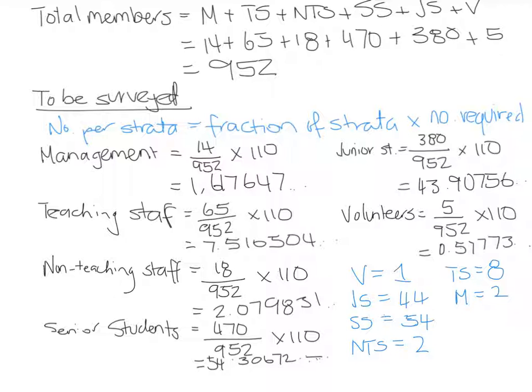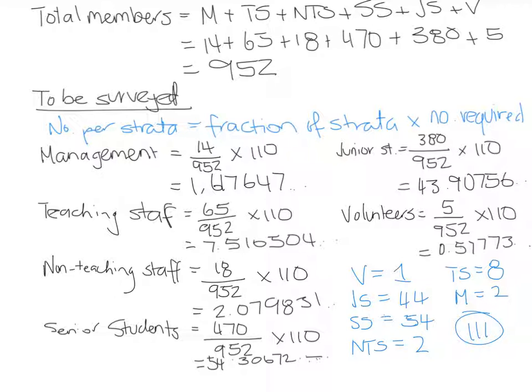Now what we need to do is actually add them all together. So 1 plus 44 plus 54 plus 2 plus 8 plus 2, and see what we get. And we actually get 111, which is too many. Now, what I need to do is have a look at where I should cut that down.